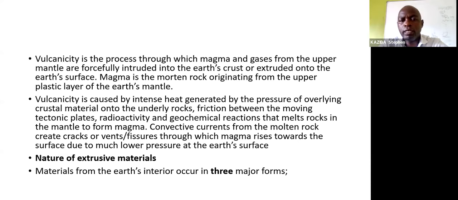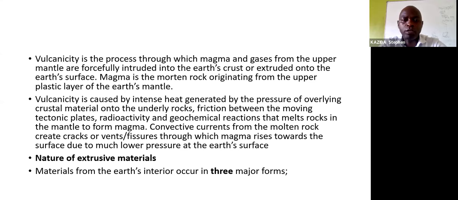extrusive volcanicity as a process through which molten material and gases from the Earth's mantle are forcefully extruded onto the Earth's surface. So they come out onto the Earth's surface. While that material is still inside, it is called magma. But once it is extruded onto the Earth's surface, it changes the name to lava.